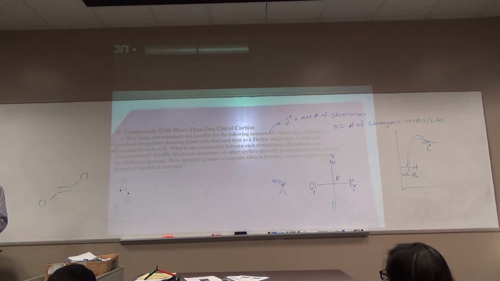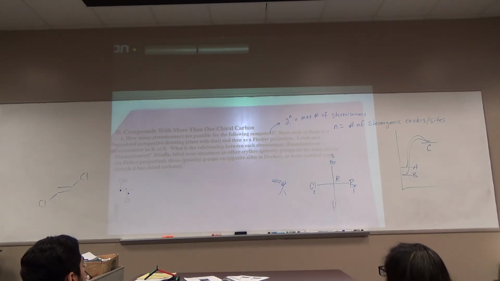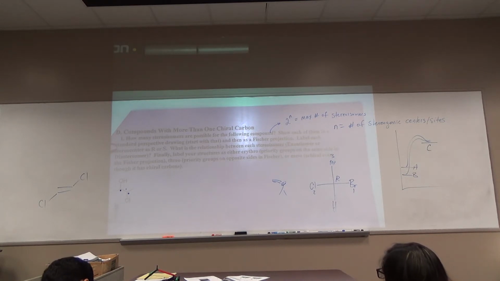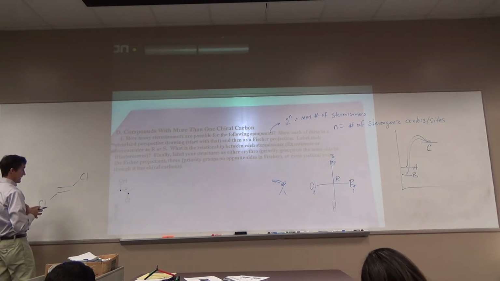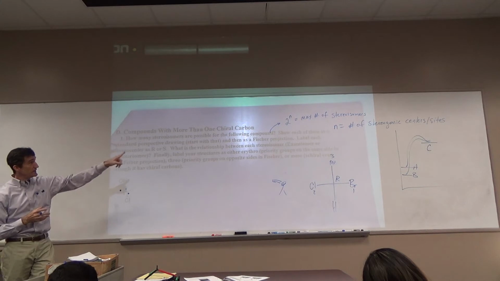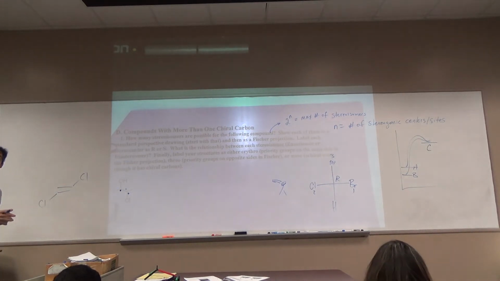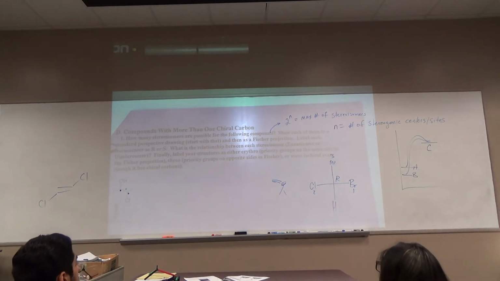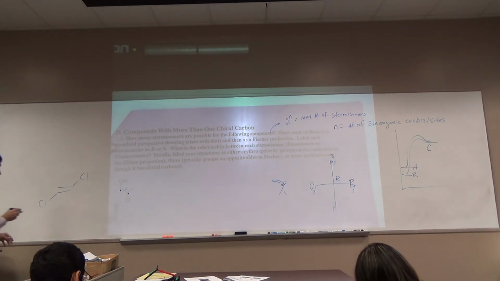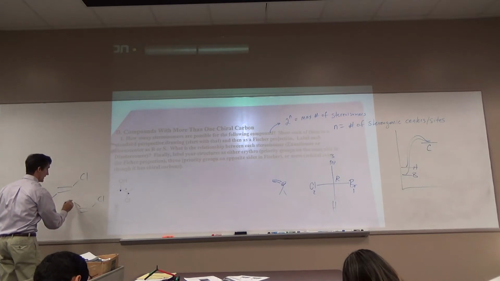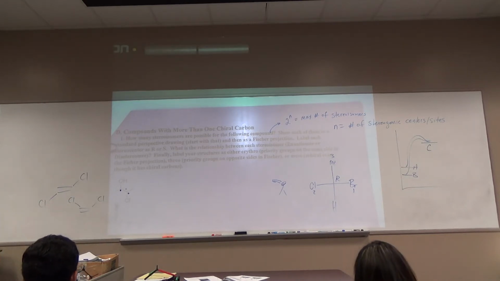How many possible stereoisomers for this compound? How many chiral carbons? None. But how many stereogenic sites are here? 1. The entire alkene is a stereogenic site. N is 1 here. And if N is 1, what is the answer to the maximum number of stereoisomers? 2. So what are they? That's one of them. The other one is the other.